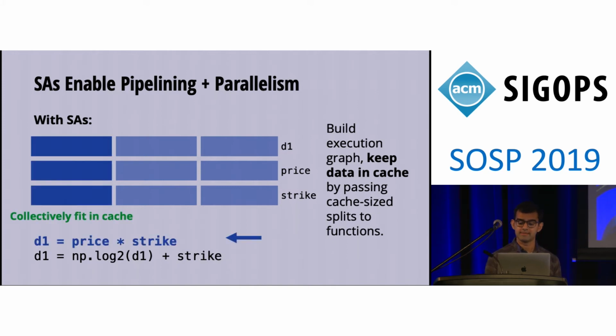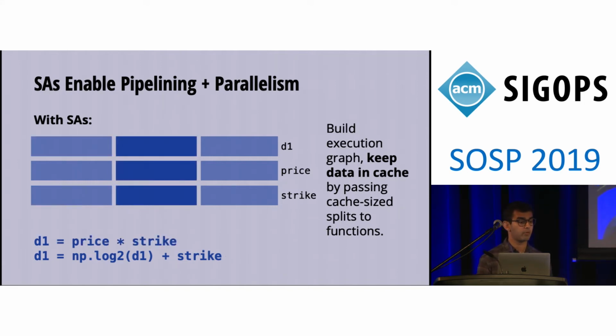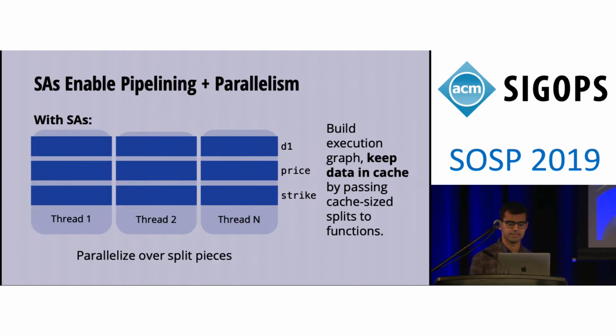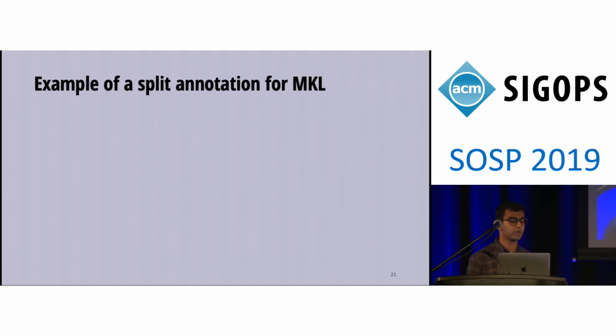So rather than passing the entire inputs to this first function call, we only pass the splits of the inputs that collectively fit in the CPU caches. And then these splits can be pipelined across all the function calls in this execution graph. We can then process each set of splits in turn, and we can get parallelism by simply parallelizing over the splits.